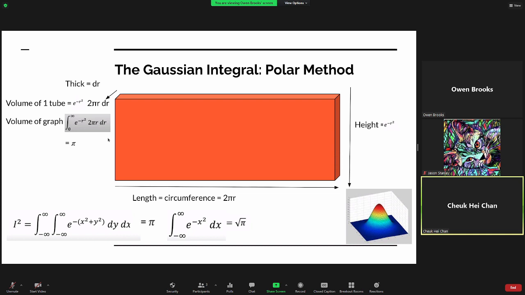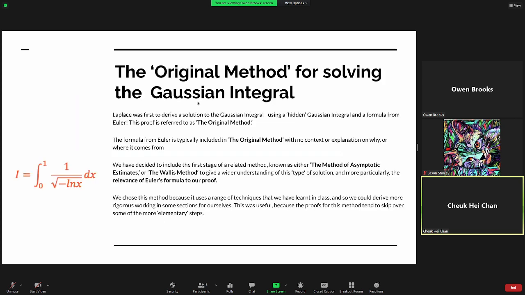So you first divide the volume under the graph into many tubes. If you take one tube out and cut it open, you get this rectangular shape with the height of e to the power negative r squared, and length would be the circumference of the tube, which is 2 pi r, and the thickness will be dr. You get the volume of one tube by multiplying them together, and the volume of the entire graph by integrating it from 0 to infinity. And with that, we will get pi. And we know that the solution of the squared integral is pi, and hence the original Gaussian integral solution is square root of pi. But that is not what we are going to talk about today.